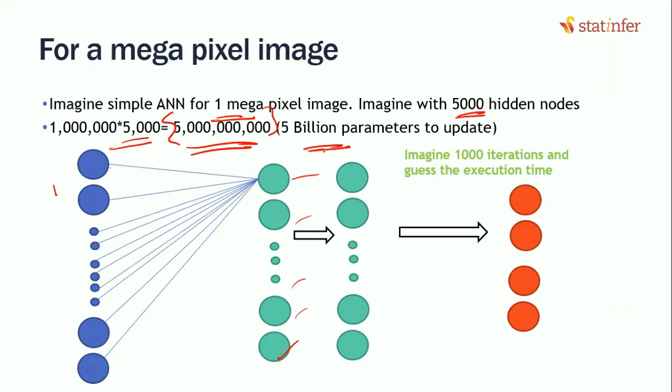Now that is too high a number, isn't it? 5 billion parameters to update, or 5 billion parameters to find out. You have to find this many weights. To find this many weights, how many calculations will you do? The calculations will go into trillions or even more than that. Yes or no? So that is the biggest issue.